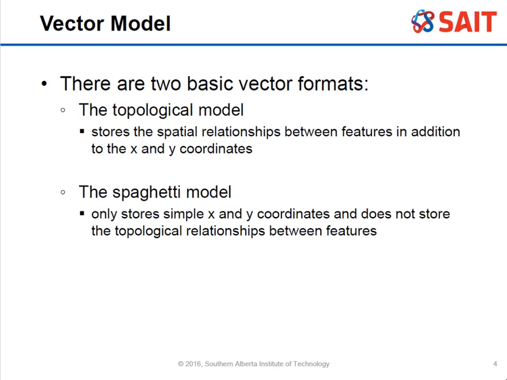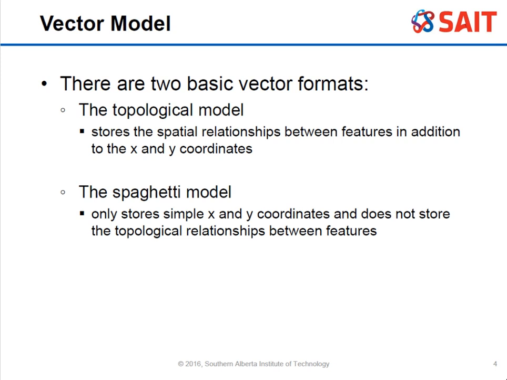There are some rules that go with it as well, but you can think of topological as something really structured, with rules it follows in order to create relationships for us to be able to comprehend it. The spaghetti model is the second format, and this one really only has X and Y coordinates.